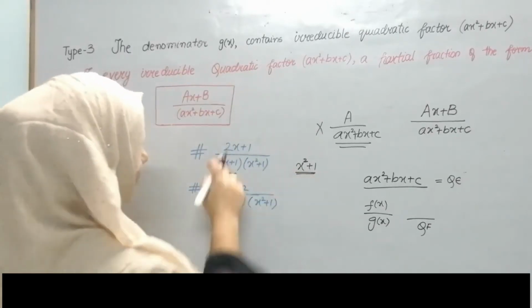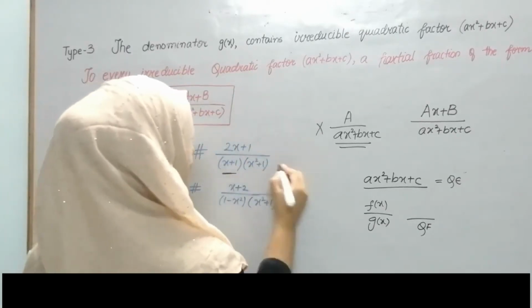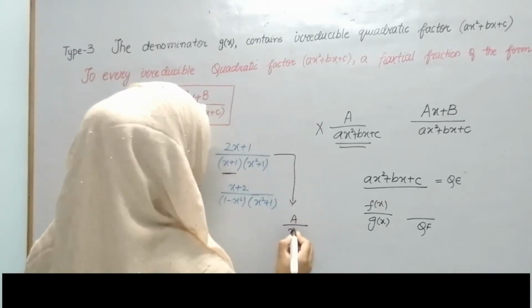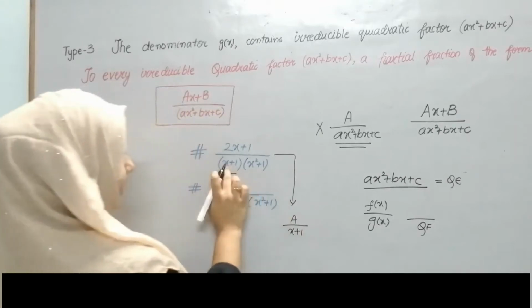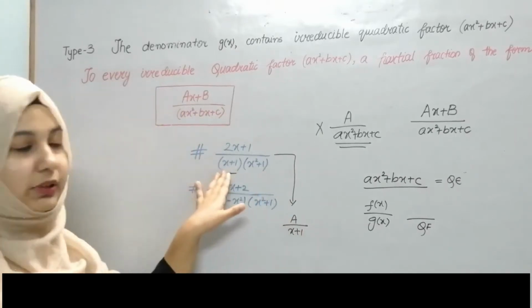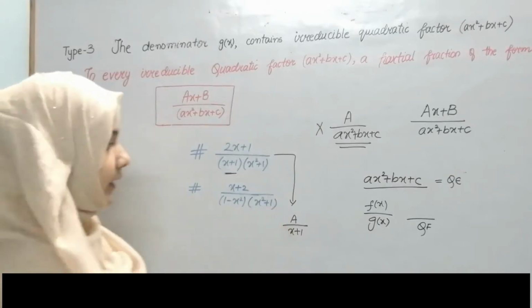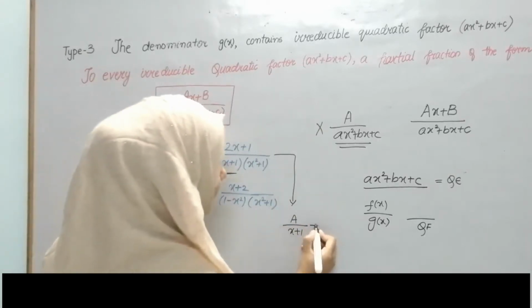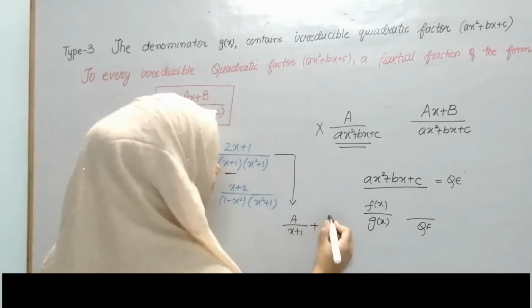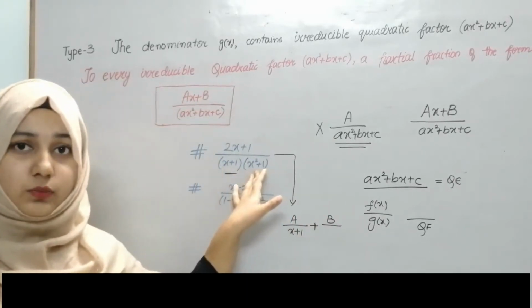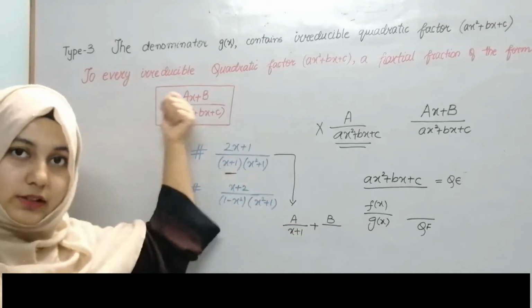How can I write this? A by x plus 1, because x plus 1 is a simple linear factor. For that I'll have a simple constant, that is a, type 1. Plus b by, the next factor is x square plus 1. X square plus 1 is a quadratic factor, so it falls under type 3.